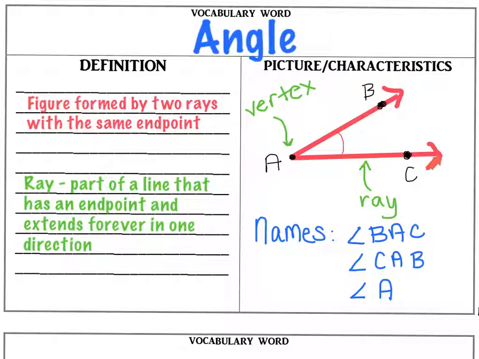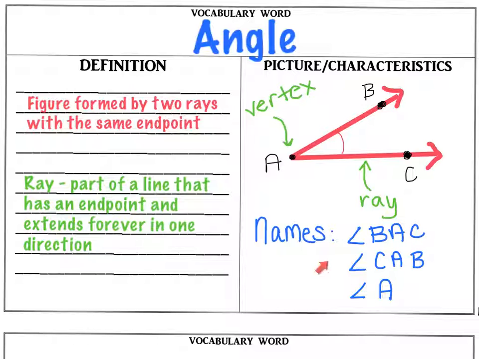So 2 rays, 1, 2, will form an angle when you put the endpoints together. Okay, that endpoint right there where the 2 rays meet up is called the vertex. So this is a ray, this is a ray, this right here is the vertex. There are ways to name an angle, and this is really important because you're going to see all different ways of writing an angle throughout this course.